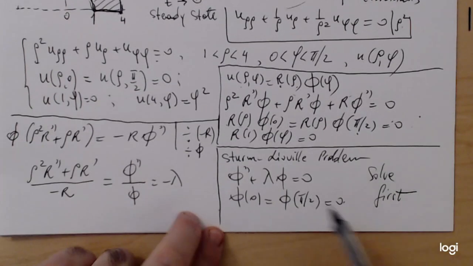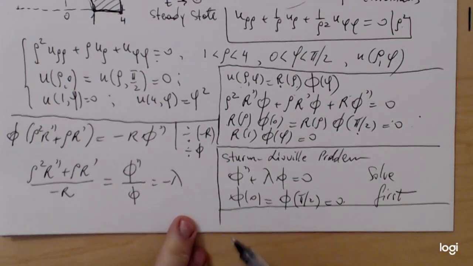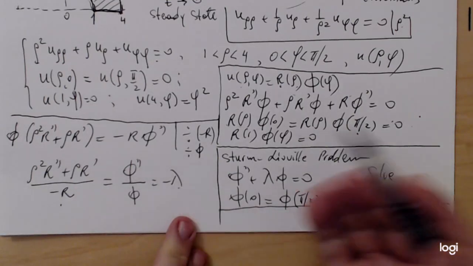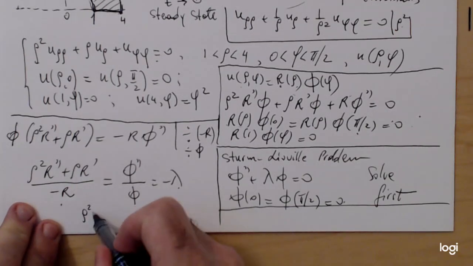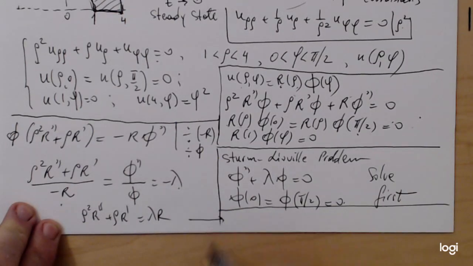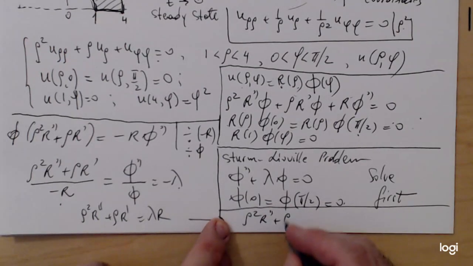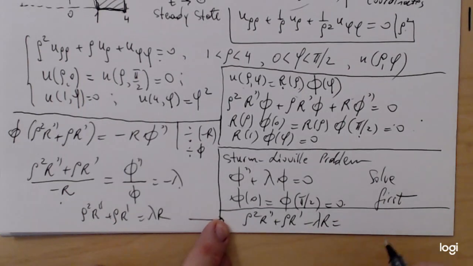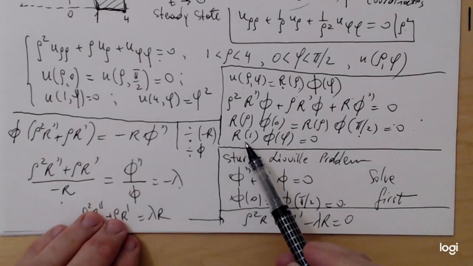The other problem, which is to be solved for every eigenvalue and eigenfunction, is the problem in R. So if we multiply minus R with minus lambda and move it to the left, let's actually do it right here. So rho squared R double prime plus rho R prime equals lambda R. And if we move it to the left side, it becomes rho squared R double prime plus rho R prime minus lambda R equals 0. And this one also has a homogeneous condition that we can deal with before superposition principle because of this condition. So R of 1 equals 0.